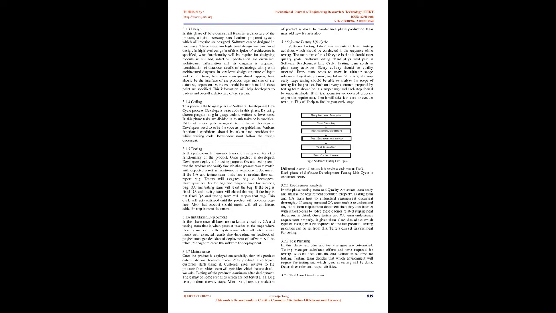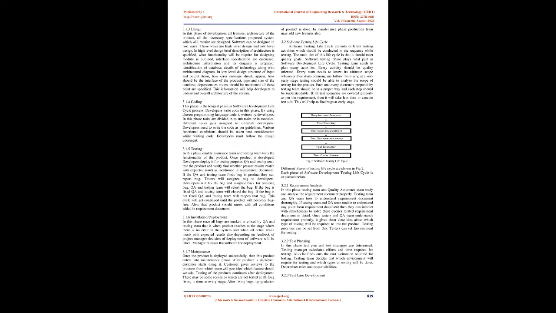3.1.4 Coding. This phase is the longest phase in the software development life cycle process. Developers write code in this phase. By using the chosen programming language, code is written by developers. In this phase, tasks are divided into subtasks or modules. Different tasks get assigned to different developers. Developers need to write the code as per guidelines. Various functional conditions should be taken into consideration while writing code. Developers must follow the design document.